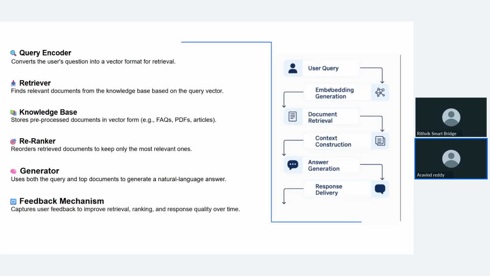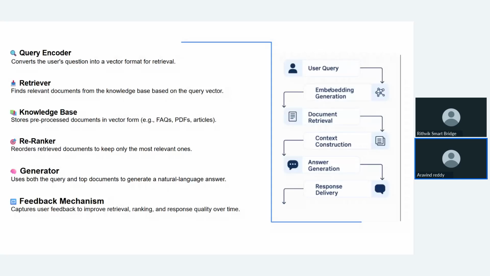First it captures the information from the query encoder, and that context is searched in the documents. The retriever does this process. In the knowledge base, we store the information, right? Vector information, pre-processed documents in vector form. We store PDFs, FAQs, articles, all these things in the knowledge base. Next, the re-ranker.